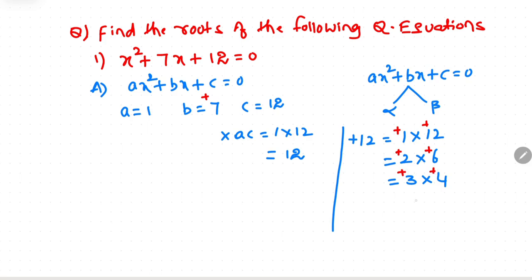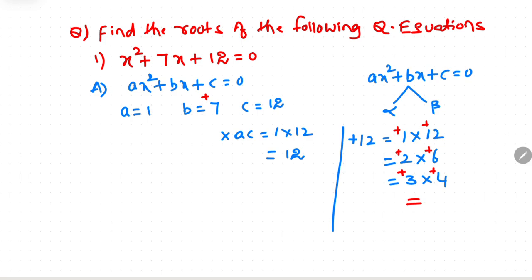I repeat once again. Here on multiplication of two factors we are getting positive. So positive 12 means both of these two factors may be having either positive or negative. Here to decide the sign we have to come to the b. If it is positive, both the factors are positive.